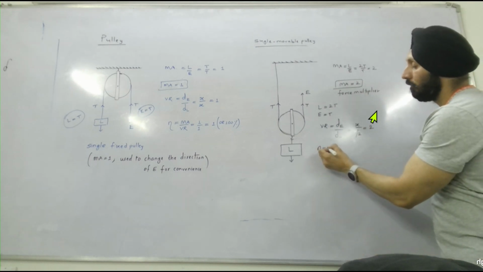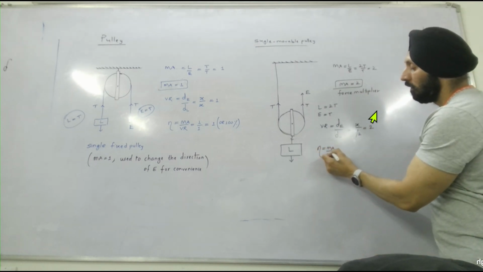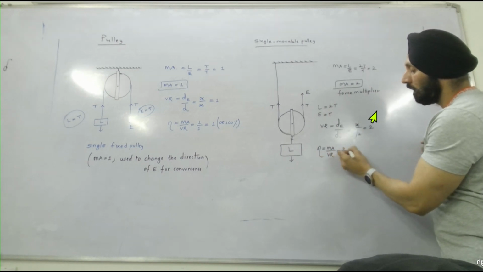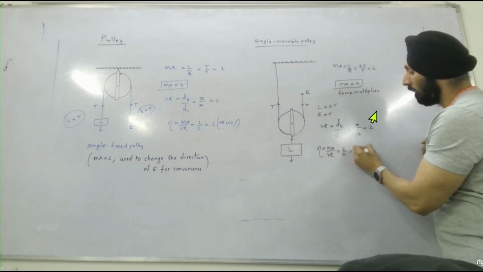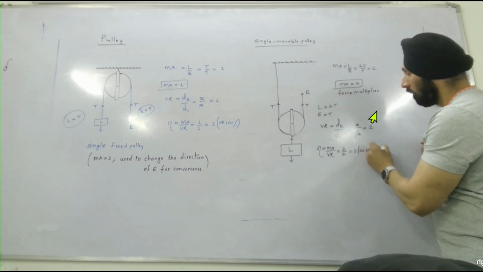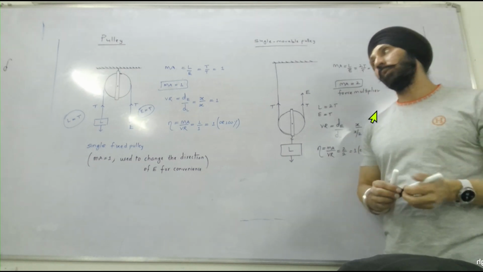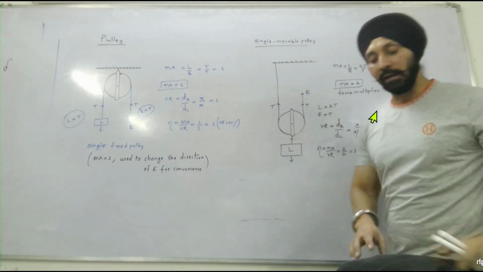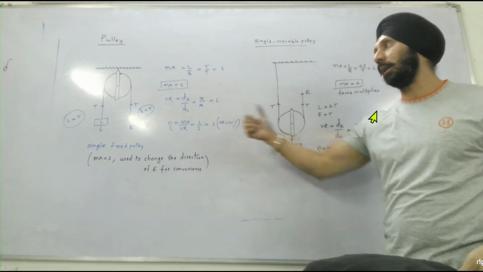Efficiency is MA upon VR. MA is 2, VR is 2. Answer is 1 या फिर 100%. Any doubt up till that? Distinguish between, ध्यान से देखिए. What are the points you'll be writing? Can someone tell me? MA1, MA2.